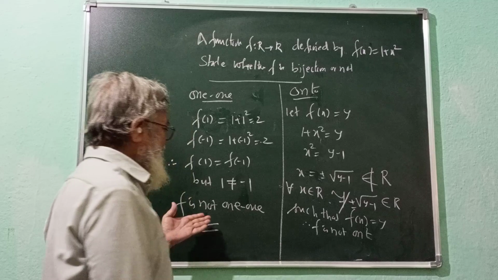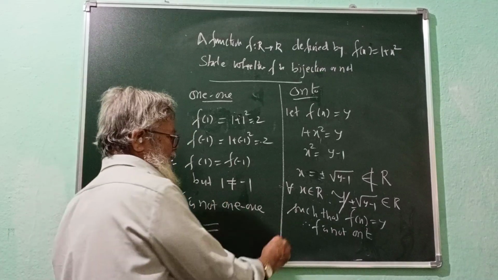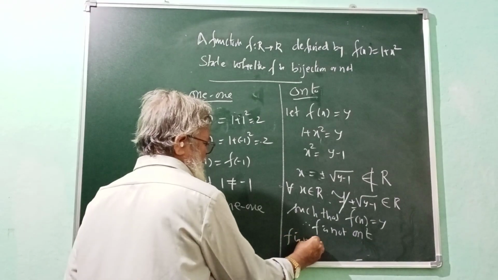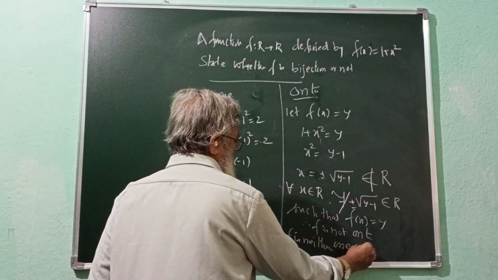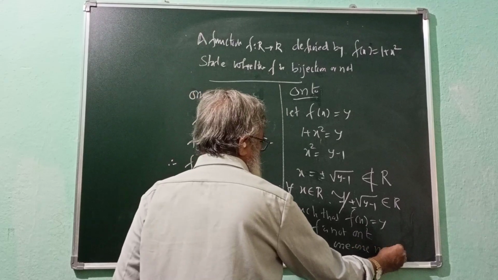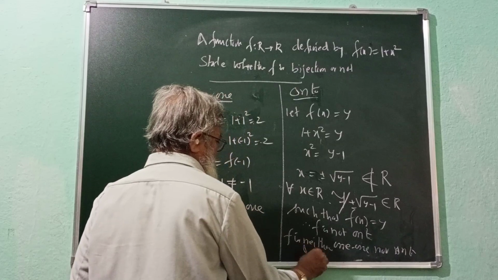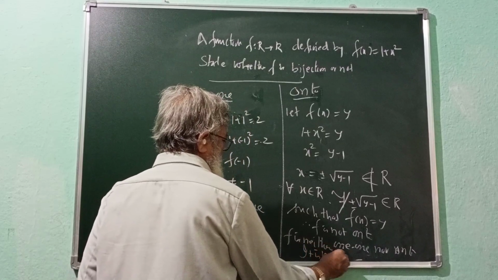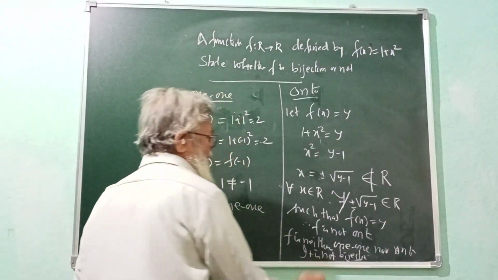When it is neither one-one nor onto, it cannot be a bijection. So f is neither one-one nor onto. So it is not a bijection. That is the requirement.